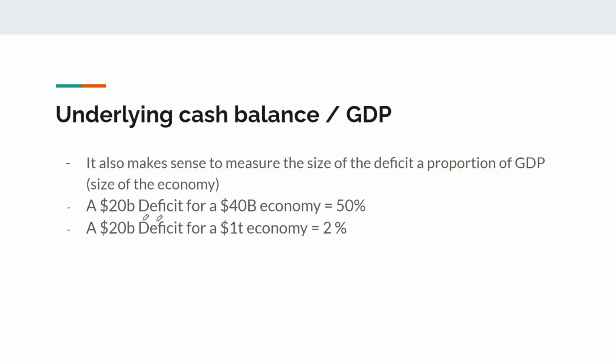And this makes sense because if we had, say, a $20 billion deficit, but economic growth or GDP was only $40 billion, well, the underlying cash balance as a percentage of GDP, which would just be 20 billion divided by 40 billion times 100, would be 50%, which is pretty bad. But if we had a different economy that also had a $20 billion deficit, but the size of the economy was 1 trillion, well, that's only a 2% deficit as a proportion of GDP. Much less worse. So let's have a look at the Australian government's, because we do actually quote both.